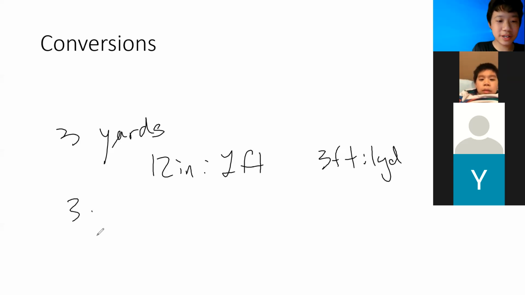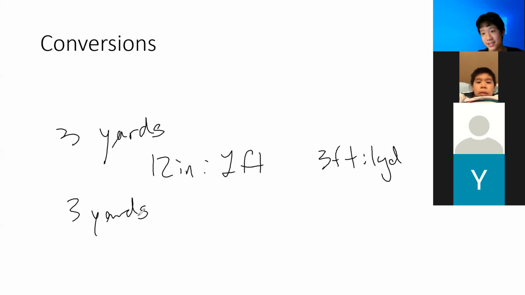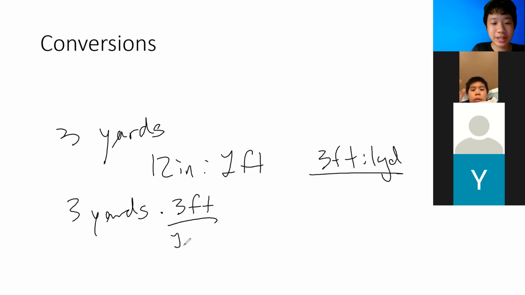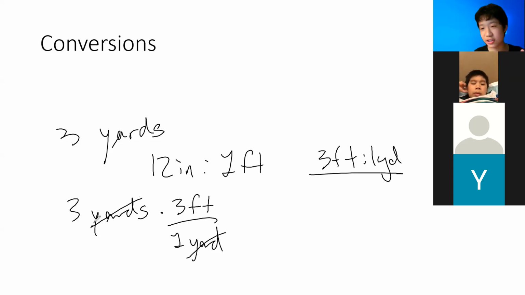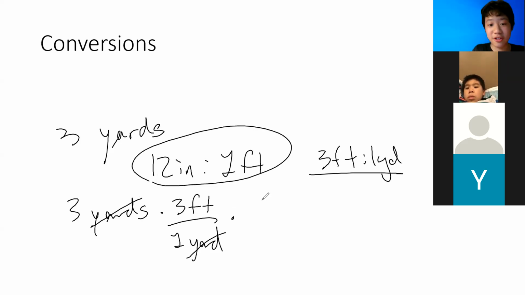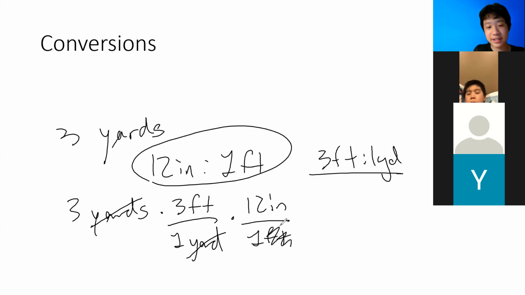Well, let's start out with 3 yards. How do we cancel the word yard out of this? We can multiply this by the conversion factor, 3 feet over 1 yard. See how the words yard are going to cancel out? Now we need to cancel out the feet and turn this into inches. If we multiply this by our other conversion factor, 12 inches over 1 foot, do you see how the words feet are going to cancel out here?